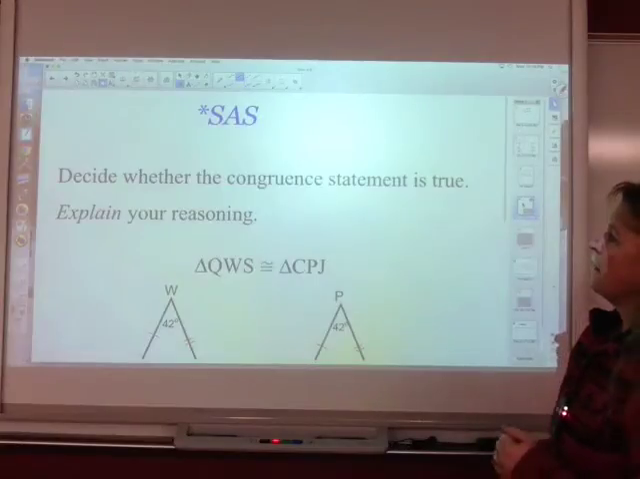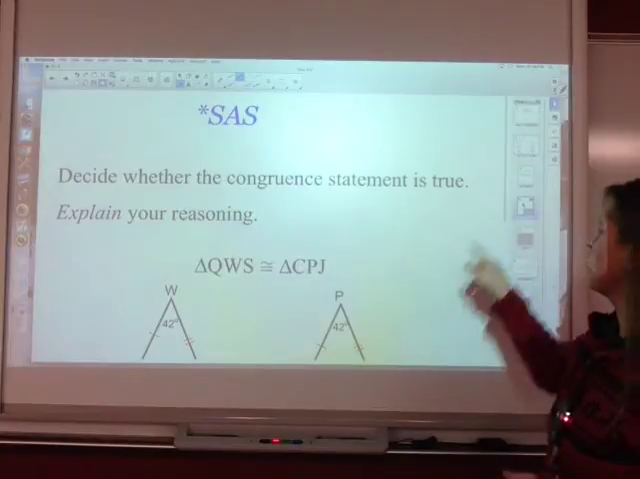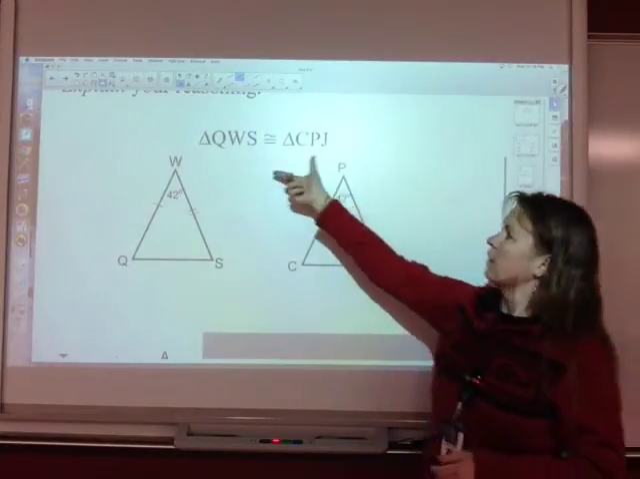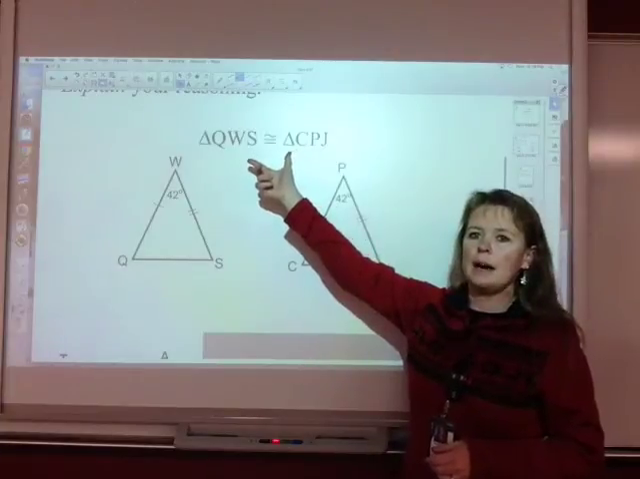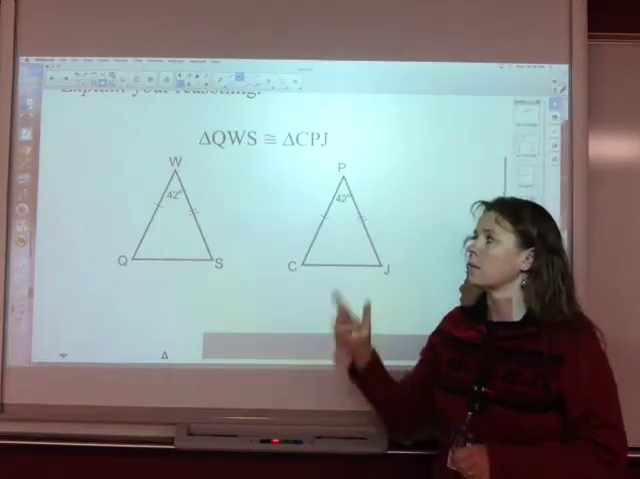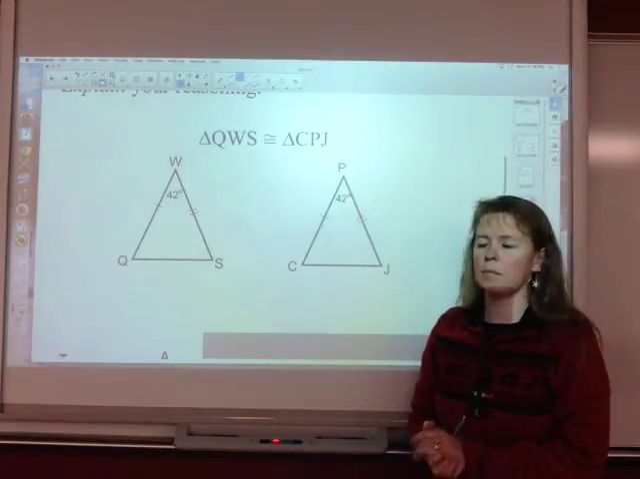We are going to decide whether the congruent statement is true or if it's not true. We need to explain our reasoning. Go ahead and draw this. Make sure you write the congruent statement at the top. Here's your two triangles, and there's the drawings of them. Drawings and markings, please. Go ahead and draw those now. Pause it.